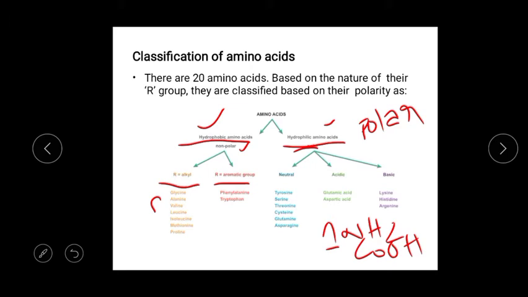Acidic: if we take aspartic acid, in aspartic acid there are 2 COOH groups, that is acidic groups, and 1 amino group. So it has an acidic nature. Such amino acids are known as acidic amino acids, for example glutamic acid and aspartic acid. Then what is basic? If the number of basic groups, that is amino groups, is more than acidic groups, then it comes under basic. For example, lysine, histidine and arginine.